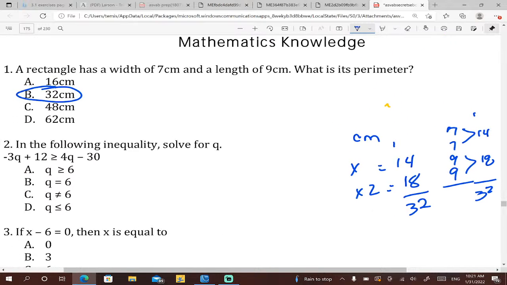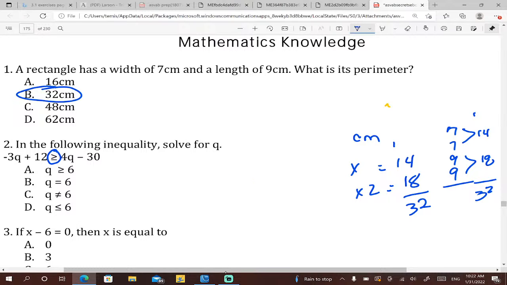Okay, so number 2 says, in the following inequality, which this thing right here is called an inequality, you can have less than, greater than, less than or equal to, greater than or equal to. Those are all called inequalities. And I like to draw little heads on them and turn them into Pac-Mans, because Pac-Man will like to face the biggest number and eat it.